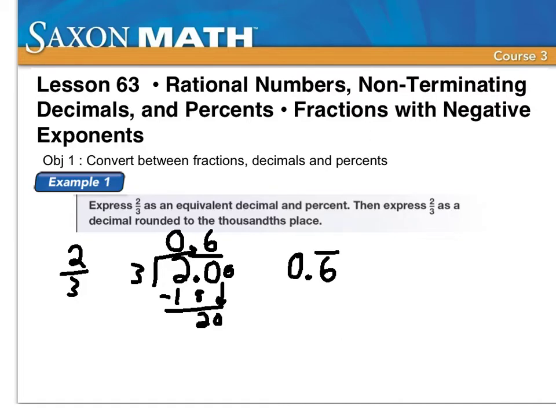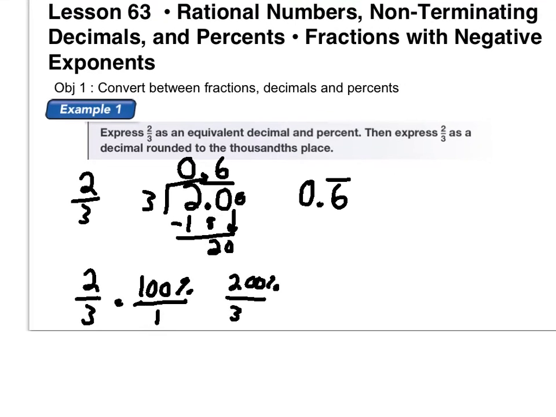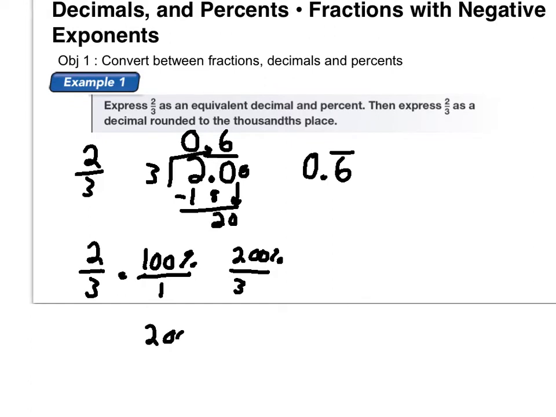Well, to express a fraction as a percent, we take that fraction and multiply it by 100%. And when we multiply with fractions, we put 100% over 1 and multiply across. 2 times 100% is 200% over 3 times 1 is 3. Alright, then I need to take 200 divided by 3. And 3 goes into 20 6 times. Subtract and get 18. And bring down the 0. And 3 goes into 26 times.